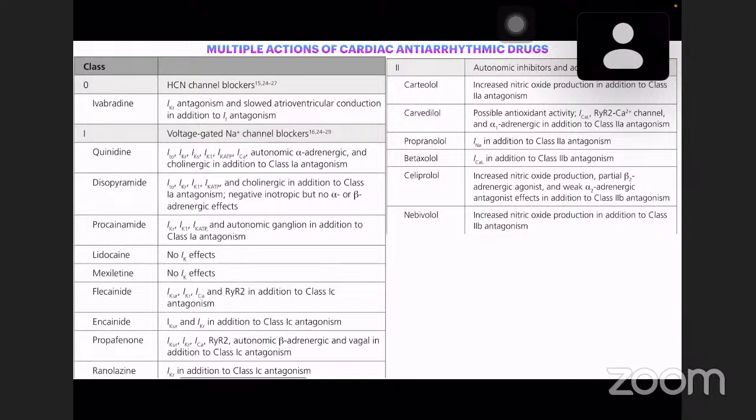Carvedilol decreases the late calcium channel and the ryanodine receptor type 2 calcium channel, and it also decreases the alpha adrenergic action. Propranolol acts on sodium channels, as we know. Betaxolol also decreases the late calcium current. Celiprolol increases the nitric oxide protection, and it is also a partial beta-2 adrenergic agonist and weak alpha adrenergic antagonist. And nebivolol also increases the nitric oxide protection.